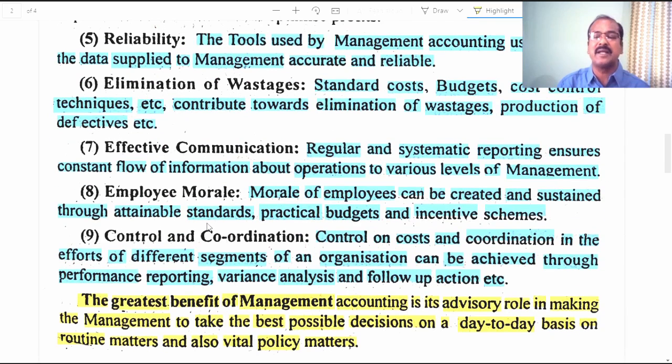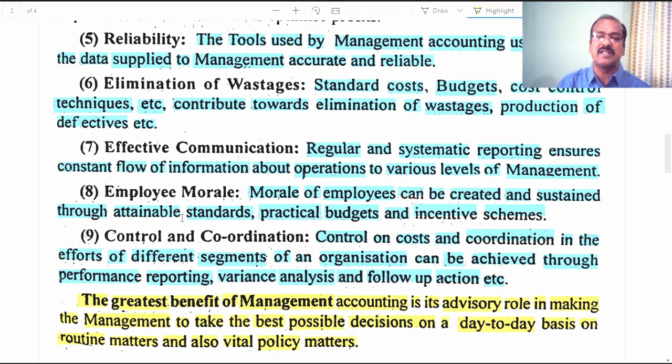The seventh advantage of management accounting is that it facilitates effective communication between one another who are working in the organization. Regular and systematic reporting ensures constant flow of information about the operations to the various levels of management.